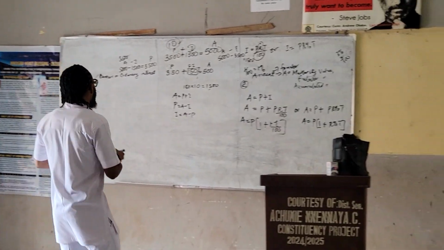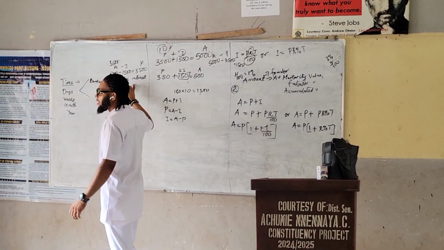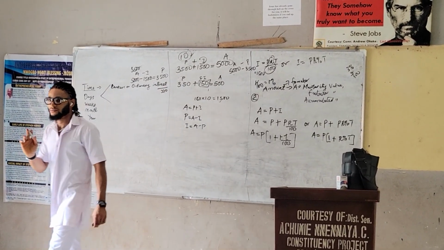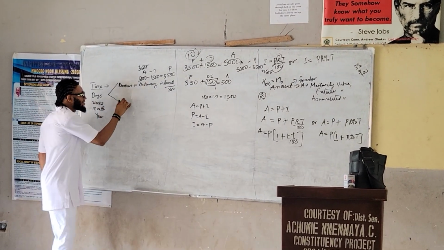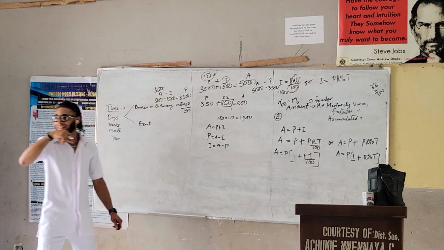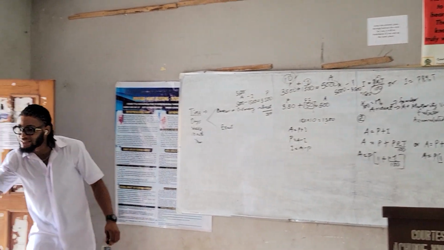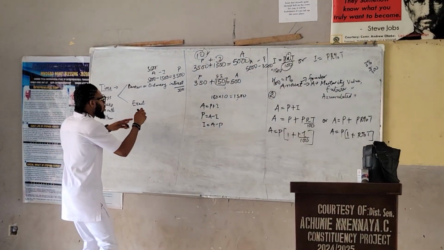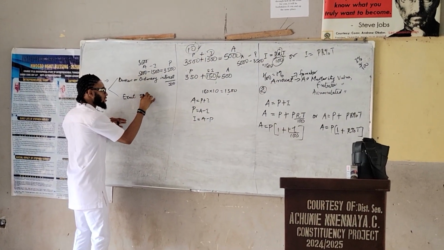Now, any day they give you and they say bankers, it's over 360. Now, when they say exact, it simply means the exact days that are in the year, which is exact interest.